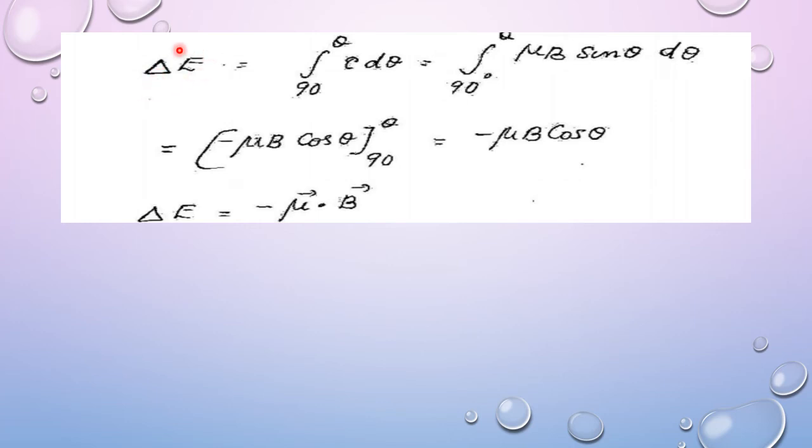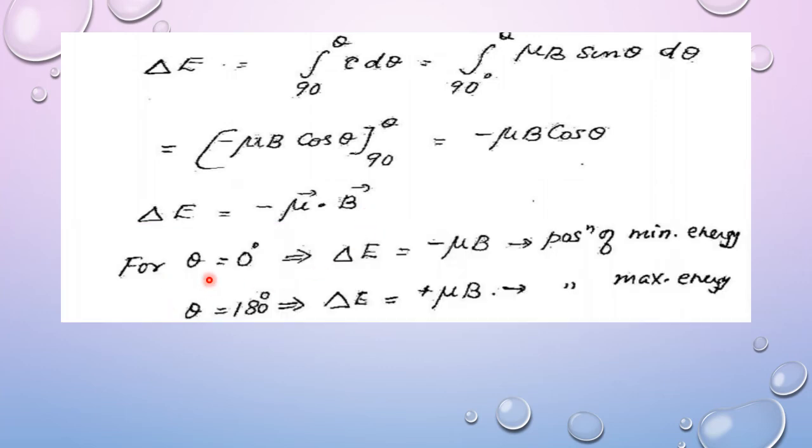So that is, the work done is the integral from 90 degrees to θ of τ dθ. Substituting τ and integrating, we get the work equal to minus μ dot B. This is the external work done for rotation. So that will be conserved as the potential energy of the system. Alright. So for θ equal to 0, the energy is equal to minus μB, which is the position of minimum energy.